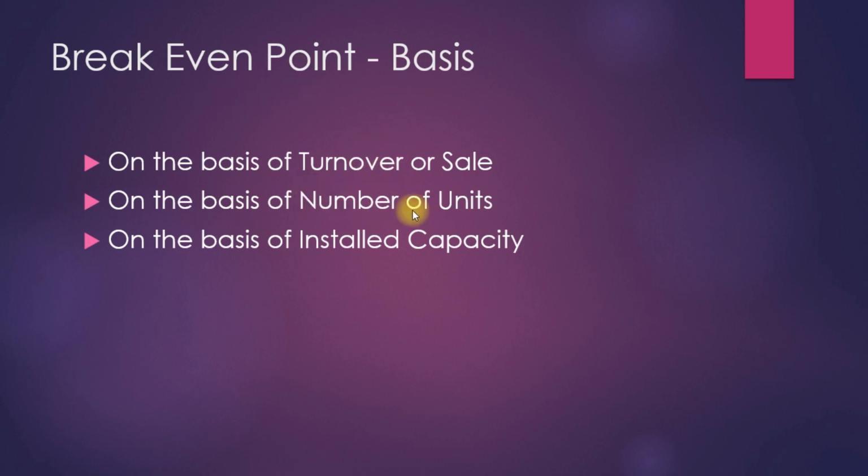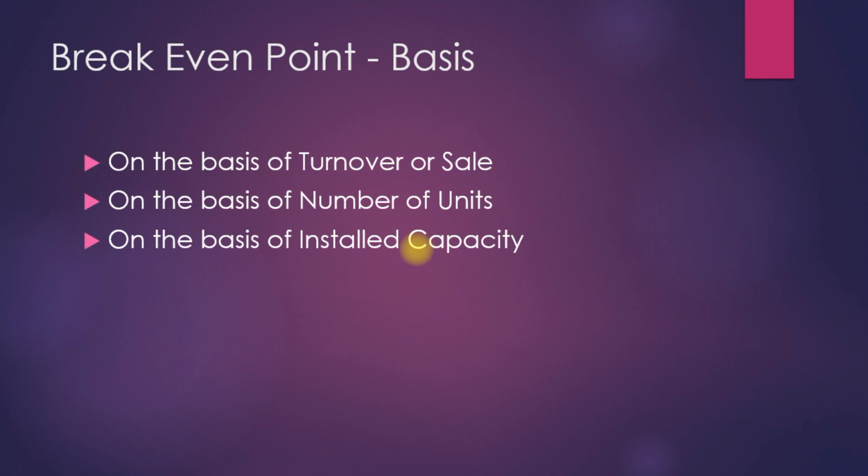Now on the basis of number of units, suppose the present output of a firm is 3000 units per annum. Selling price per unit is rupees 30. The variable cost per unit is rupees 20 and fixed cost is 20,000 rupees. The break-even number of units would be 2000, which is fixed cost divided by contribution per unit, where contribution is selling price minus variable cost. It means that at 2000 units, the cost and sales revenue at break-even point will be equal.